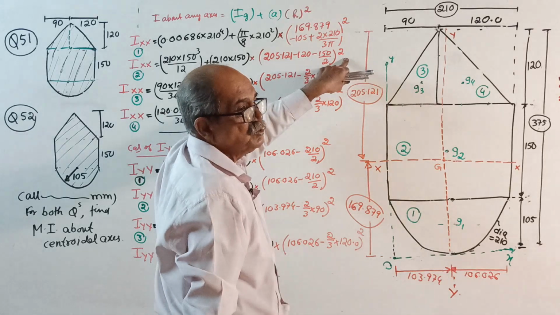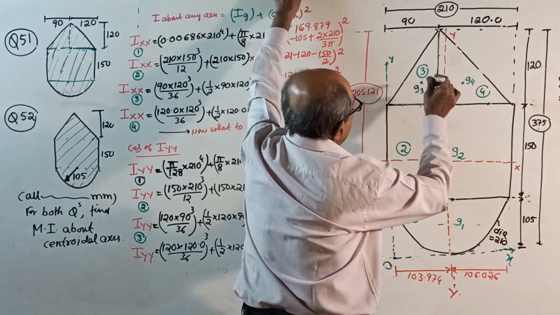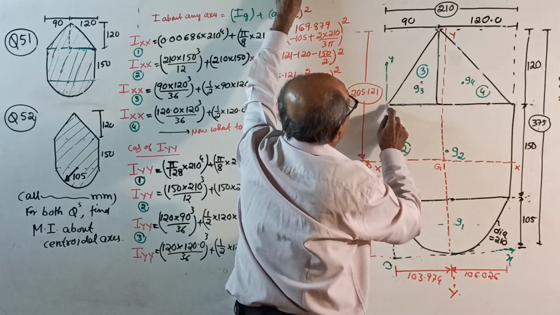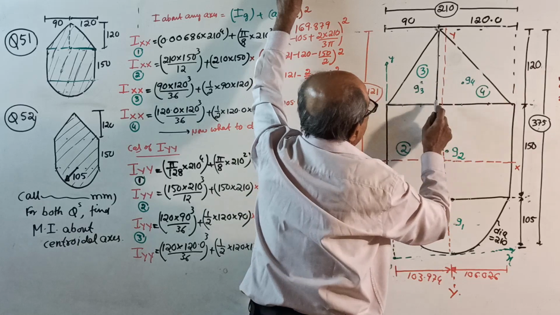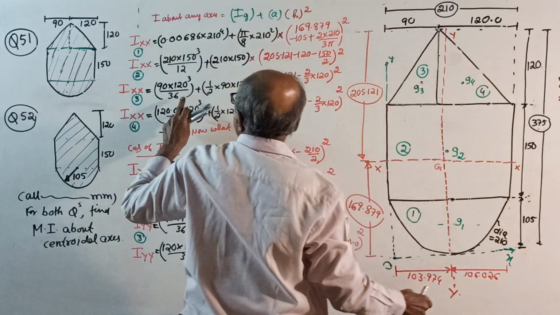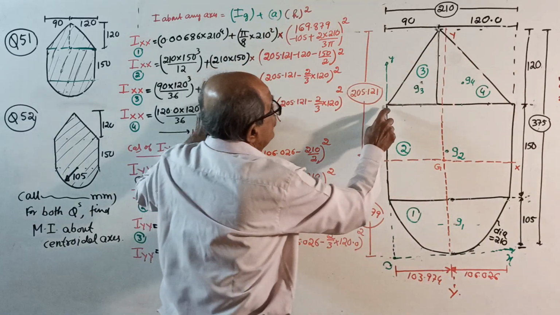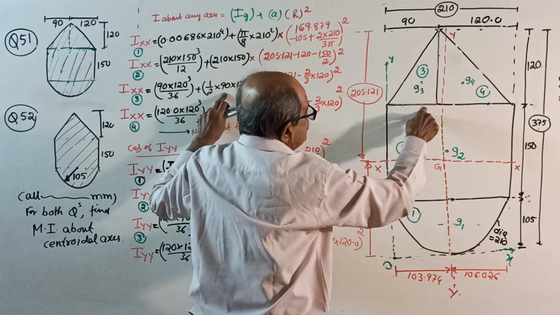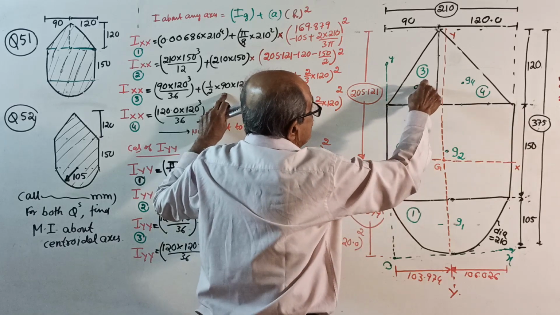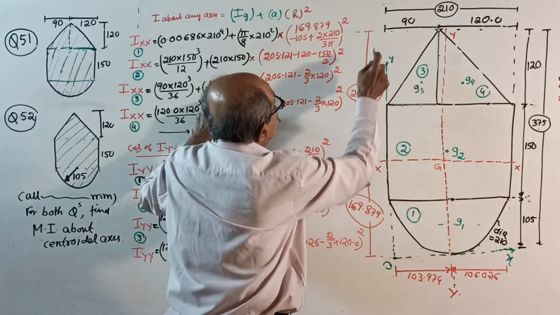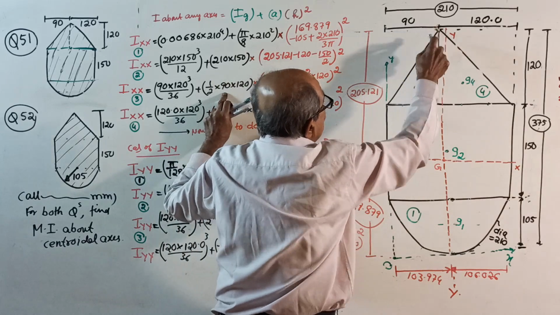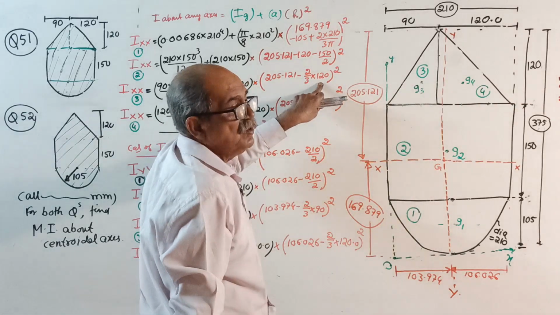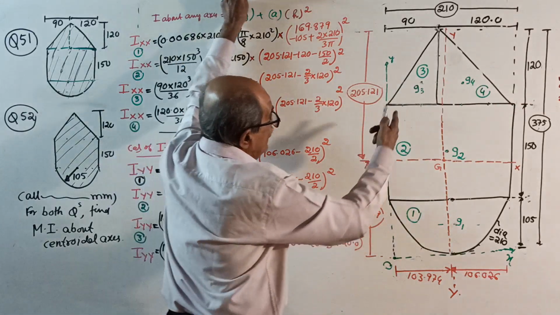150 by 2 whole square. Okay. 3, I about its own centroidal axis: 90 into 120 cube by 36 plus half into 90 into 120 area into this distance square. This distance square is 205.121 minus 2 by 3 of that 120. Okay. Fourth one, same as third one.